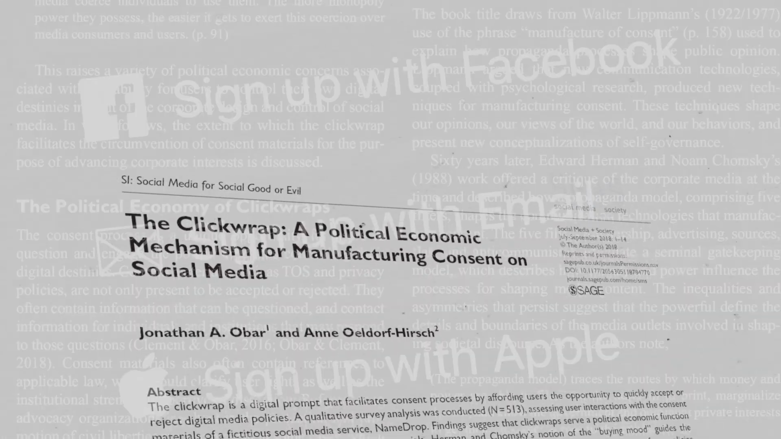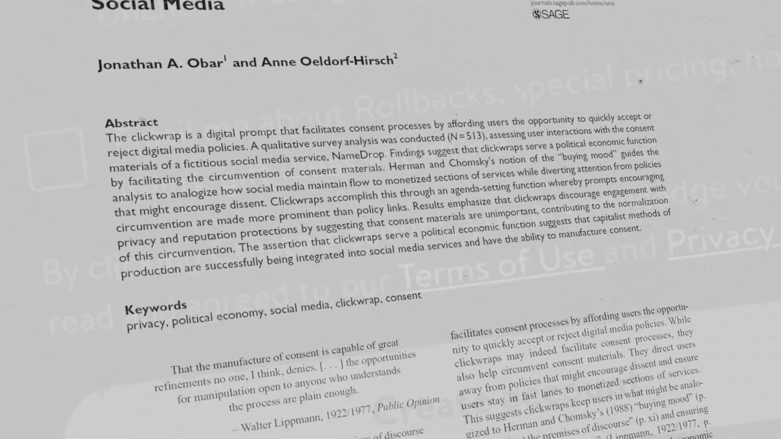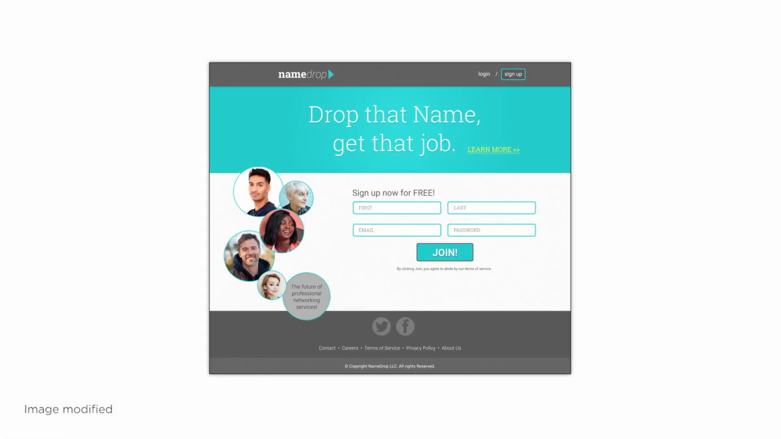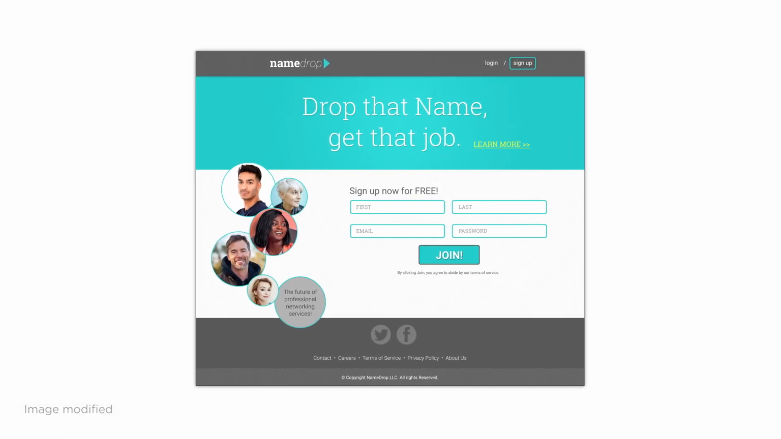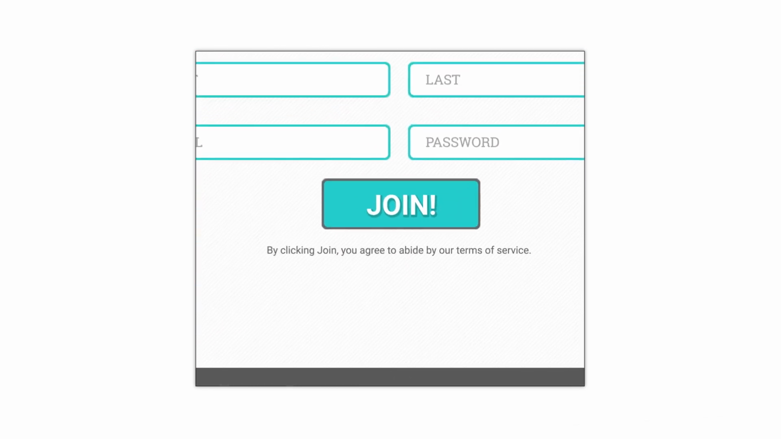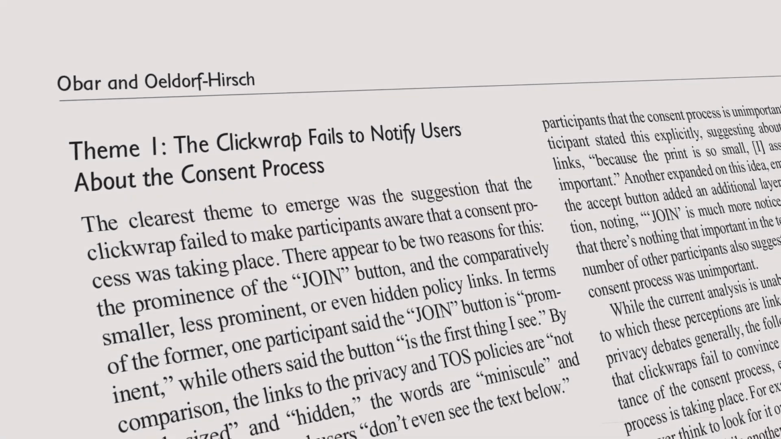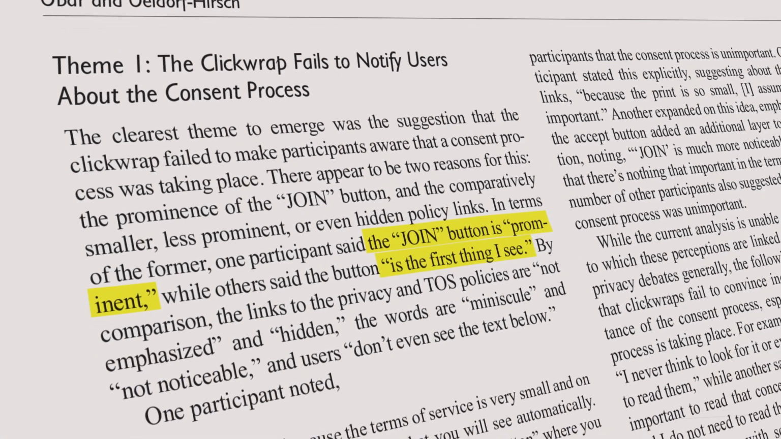But how do CLICKWRAPs help us lie? A study published in 2018 showed participants the front door of a fake social network called NameDrop, a potential competitor to LinkedIn, created by the researchers. Participants went through the sign-up process and answered questions, including about the CLICKWRAP. Participants said, "The join button is prominent. It's the first thing I see."